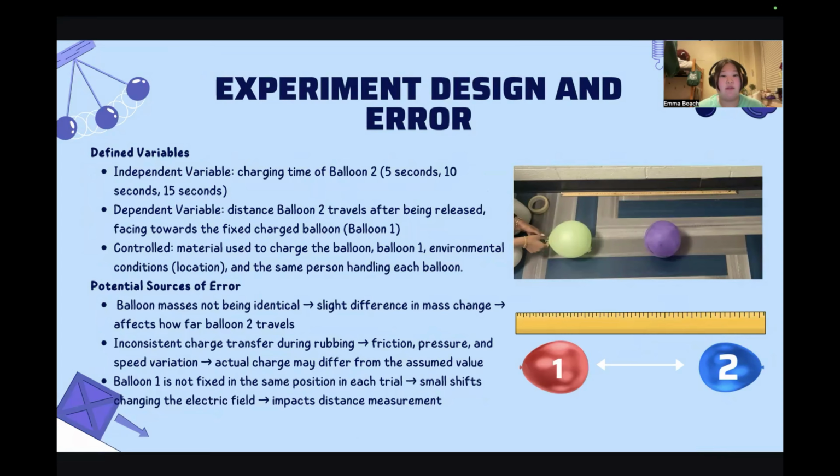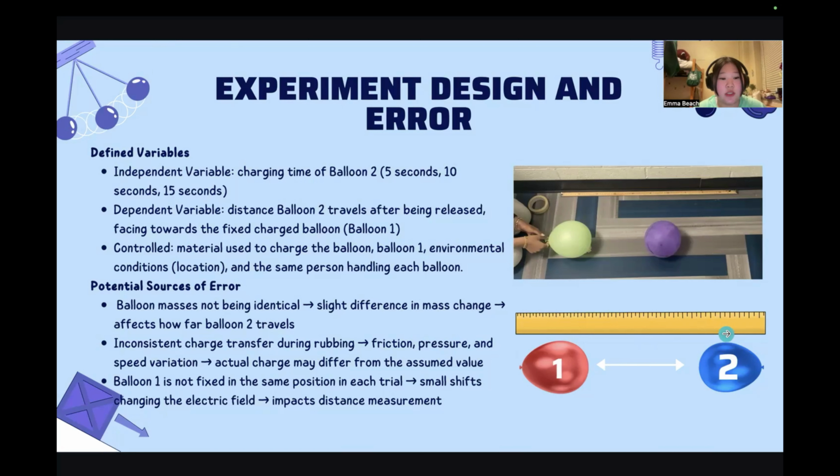For experiment design and error, our independent variable is the charging time of balloon 2, which is 5 seconds, 10 seconds, and 15 seconds. Our dependent variable is the distance balloon 2 travels after being released, facing towards the fixed charge balloon, which is balloon 1. Our controls are the materials used to charge the balloon, balloon 1, and environmental conditions, so we use the same location and the same person handling each balloon.